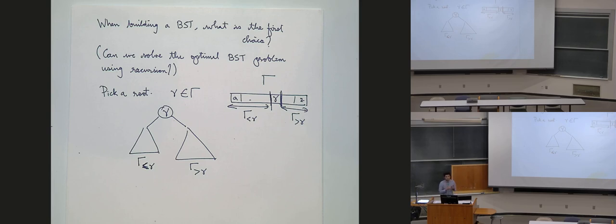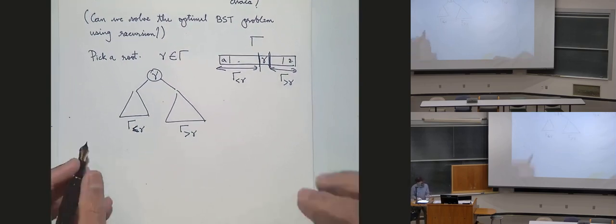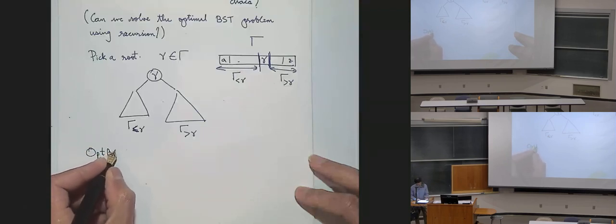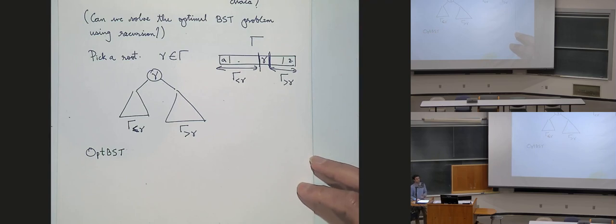Yeah? Well, yeah, but I don't even want to think about that. I just want to do recursion. So I want to say, suppose there's a recursive procedure to solve this. I'm going to define the recursive procedure. So let me think of a recursive procedure opt BST. What does opt BST do? It basically takes a universe and it takes the frequencies for that universe and builds a tree.